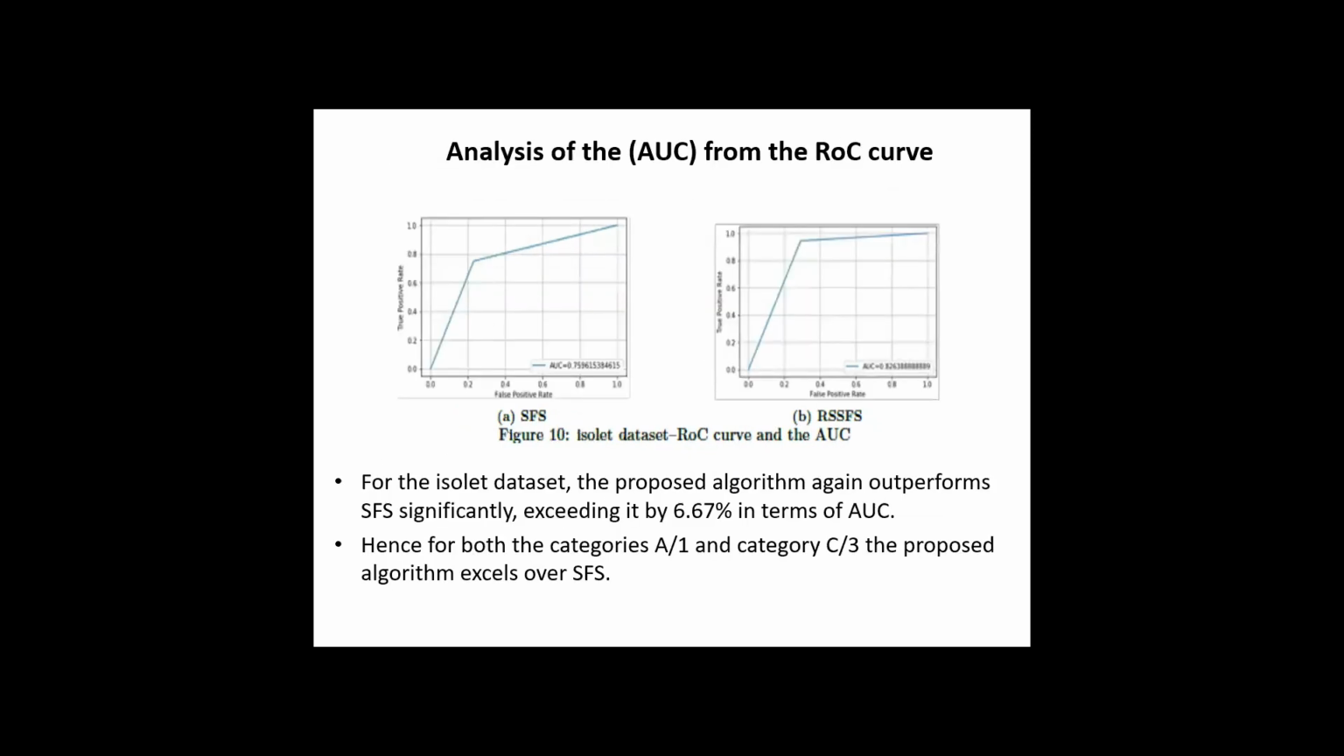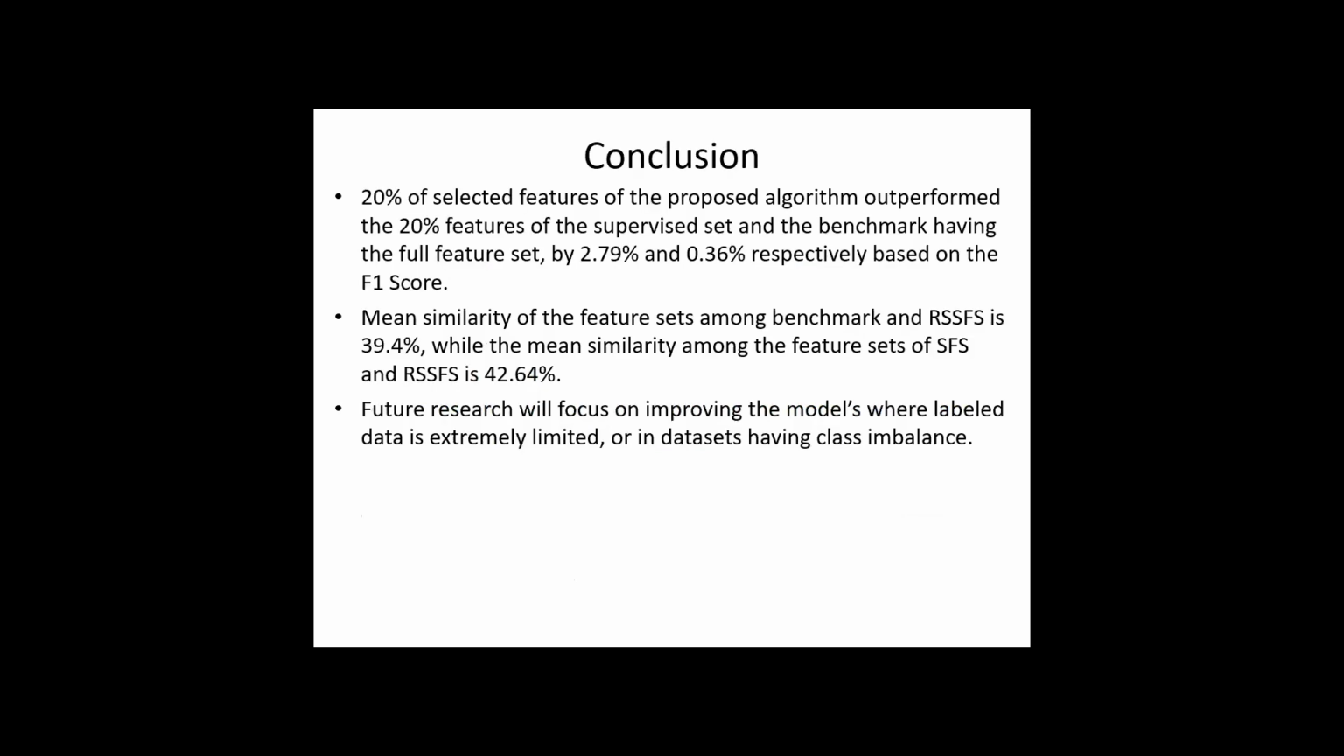To conclude, we have seen that using 20% of the features, the proposed algorithm excelled over the supervised feature selection by 2.79%, and over the benchmark having 100% of the features, though by a marginal 0.36%. The similarity of the feature sets between the benchmark and our algorithm was around 40%, whereas the similarity between the supervised method and our algorithm was 42%. So the components are more or less stable.